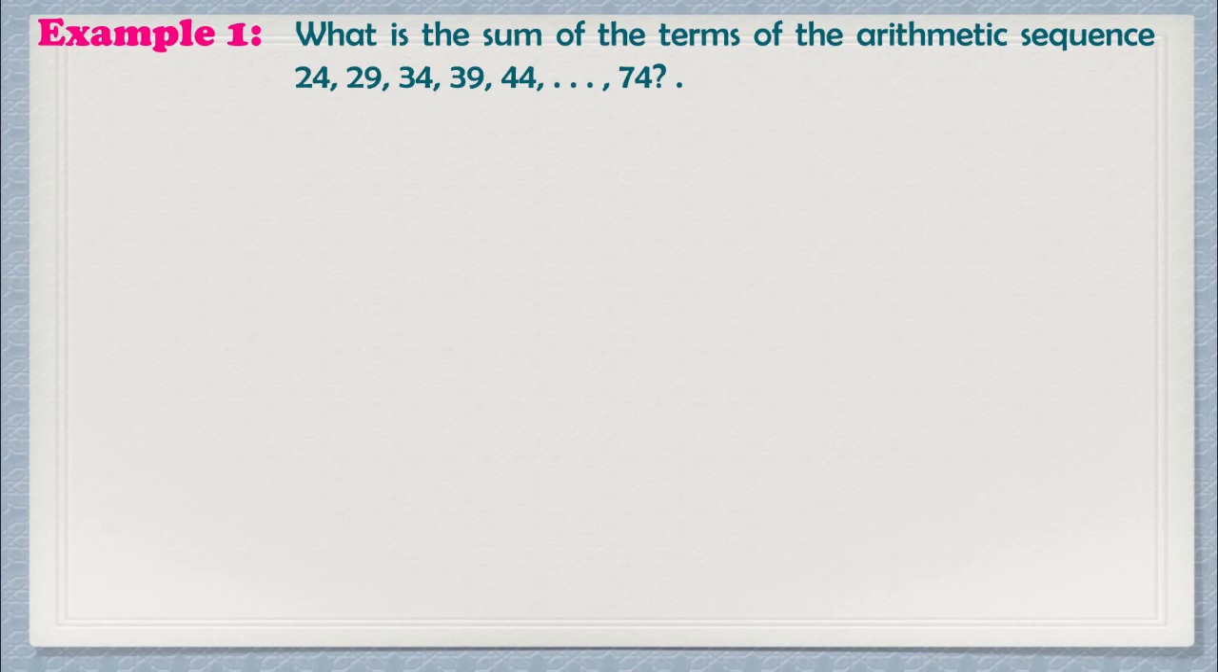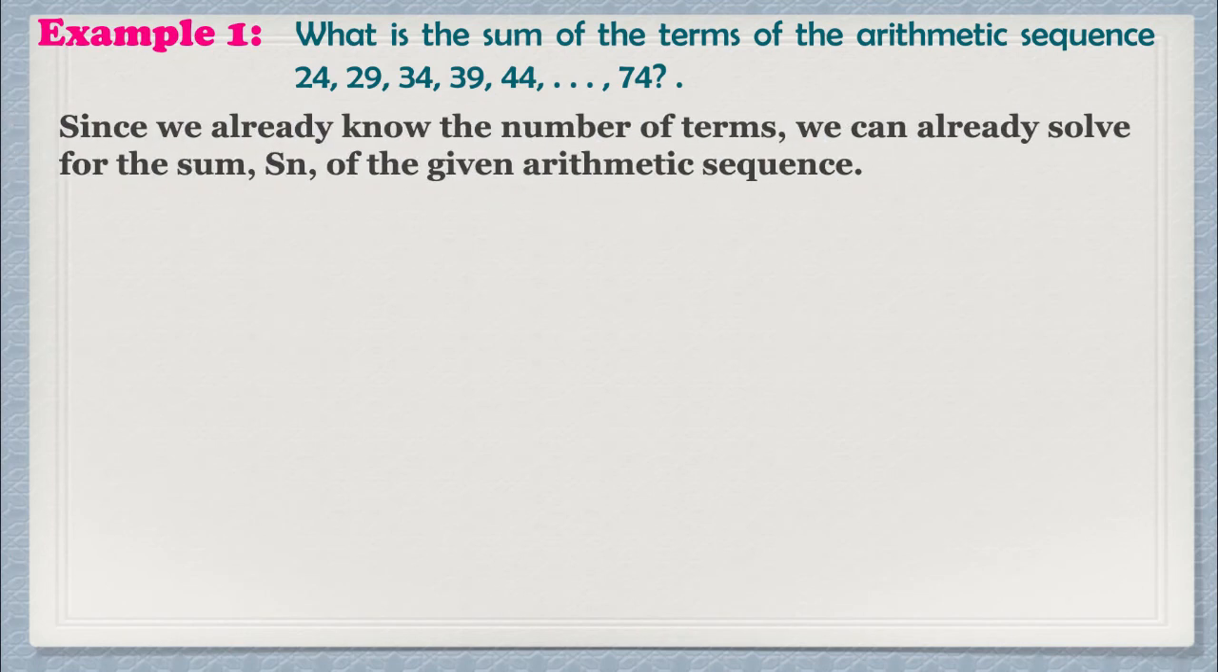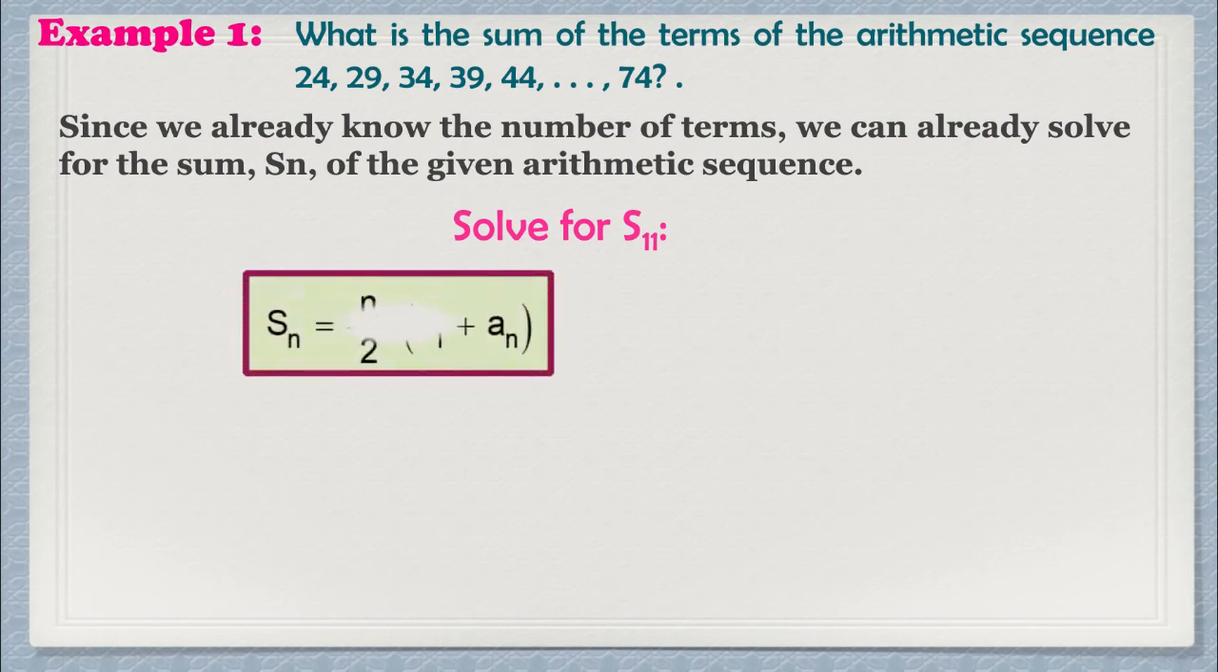Since we now know the number of terms, which is denoted by n, we can now solve for the sum, denoted by S sub n, of the given arithmetic sequence. So solving for S sub 11, we will use this formula: S sub n equals n over 2 times the quantity a sub 1 plus a sub n. Since we know n, we know a sub 1, and we also know a sub n.